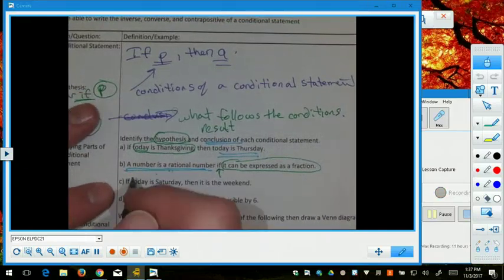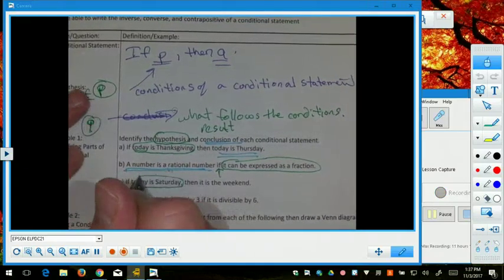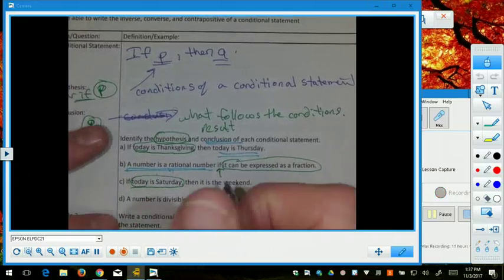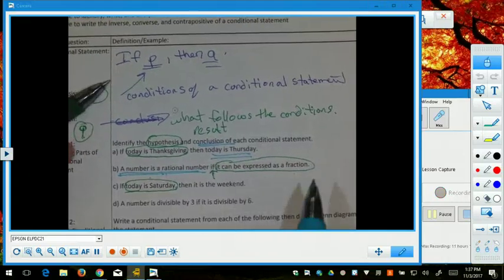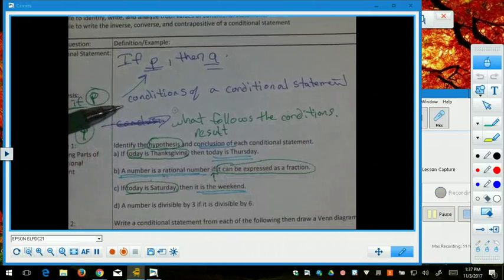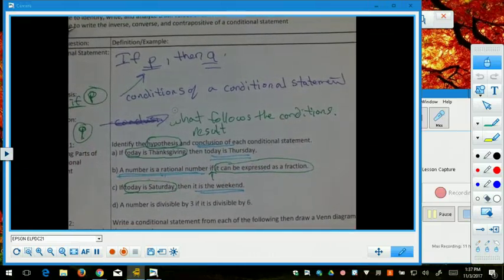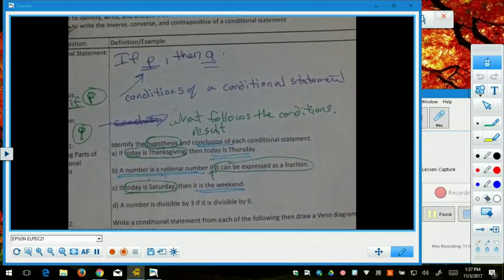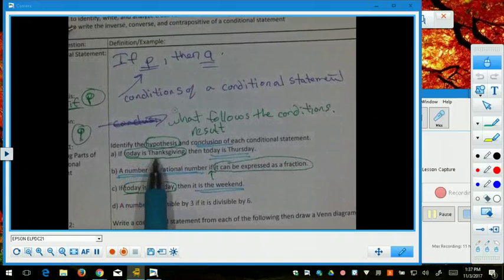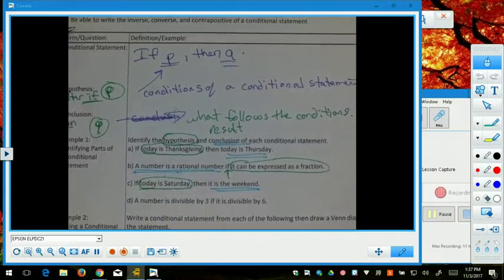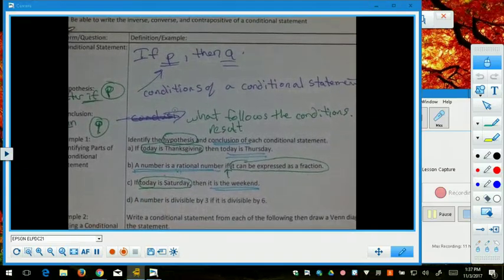Letter C, if today is Saturday, so today being Saturday is the conditions, then it is the weekend. It is the weekend is the conclusion. So notice that the words if and then are not actually part of the hypothesis and conclusion. I mean, they're part of the conditional sentence. But the word if is not part of our hypothesis, the word then is not part of our conclusion, but rather the words that follow these signal words.